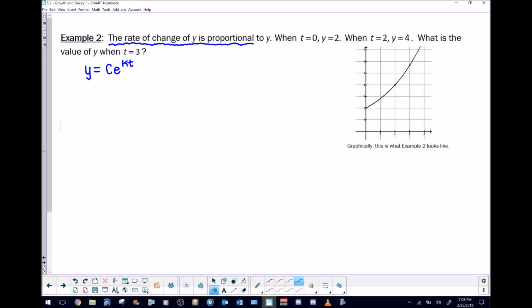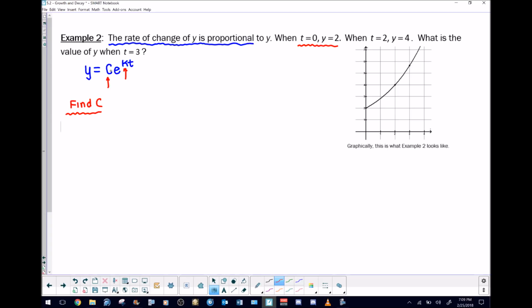And then from this point, we're going to have to proceed to find the value of c and the value of k. So we'll find c first. Finding c can be quite easy if you look very specifically at the data shown. In this case, when t equals 0, that indicates that the initial value of y would be 2. So we know that this c has got to be 2.